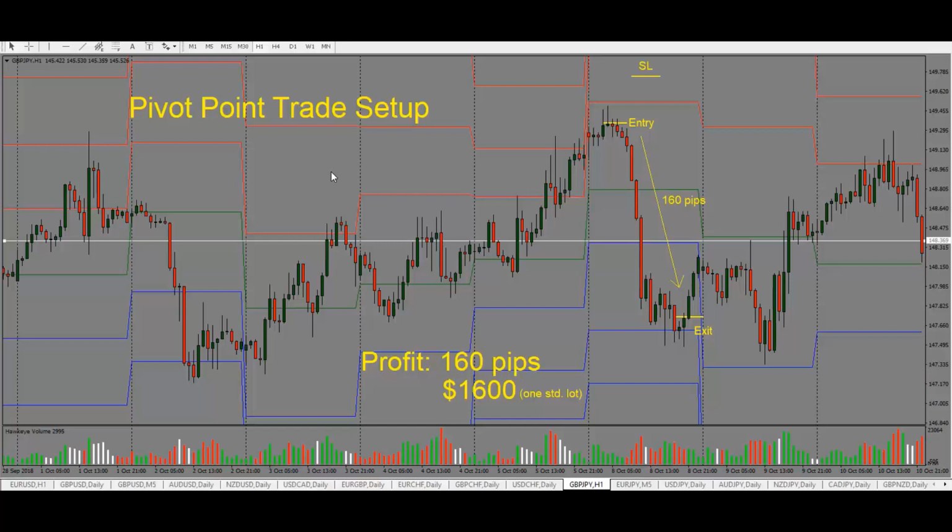Here we're looking at a pivot point trade setup. This is pound yen 1 hour chart. A pivot point trade setup is when price goes into one of the pivot point levels and gives us a reversal signal there. So we are looking for a reaction off of one of the pivot point levels.